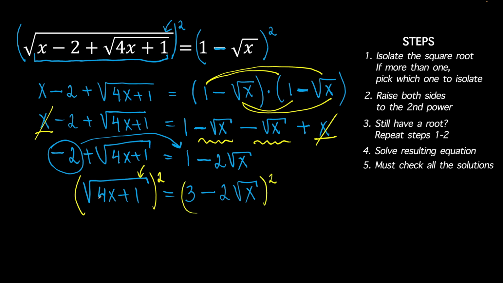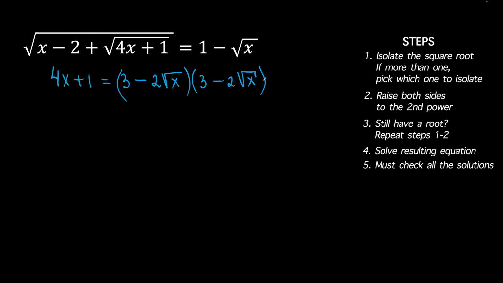Very good. Now when we square the root, we get the expression underneath it. So we have 4x plus 1. And on the right, we will have to multiply 3 minus 2 square root of x times 3 minus 2 square root of x. Very good. I love it. So let's go ahead and multiply. We're going to use the distributive property.